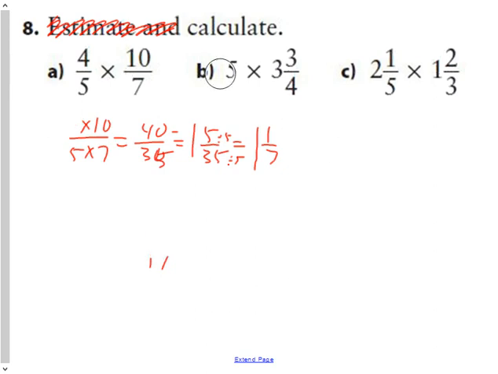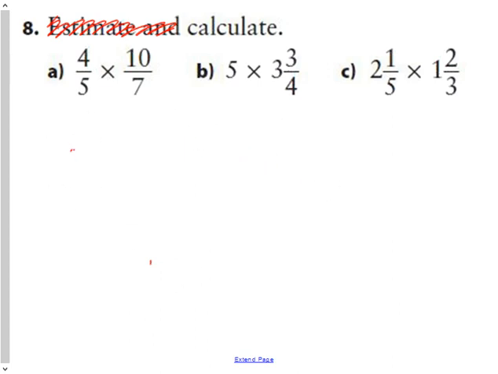The second question, B. Oh, hang on. There we go. My eraser's not working real well. B says 5 times 3 3/4. So 5 is a whole number. And again, when you have a whole number, don't forget, just put it over 1. That's still 5. Multiplied by 3 3/4 as a mixed fraction.